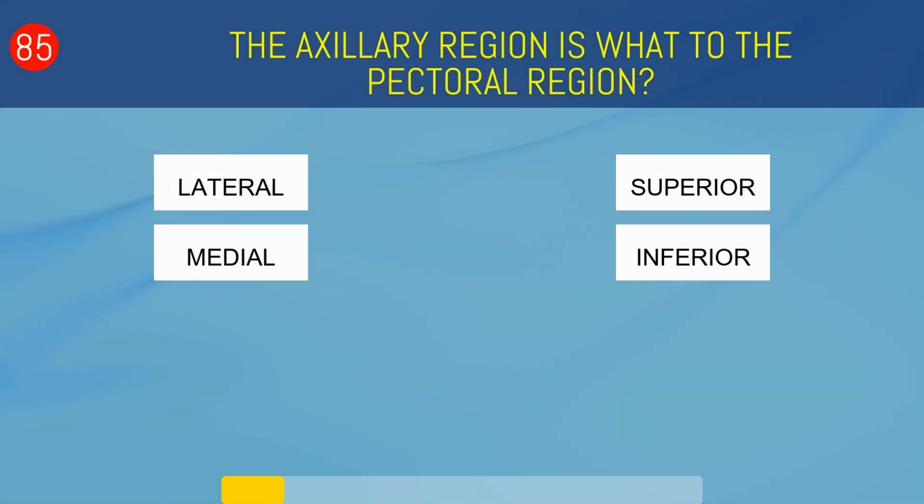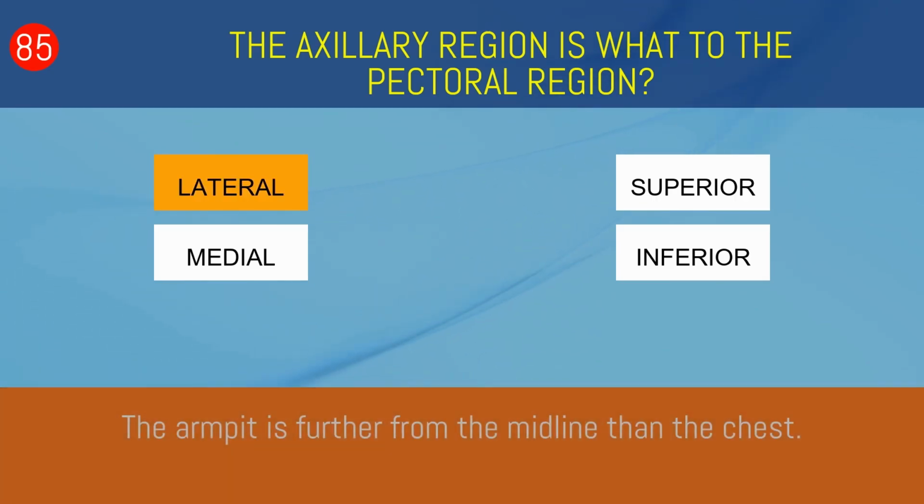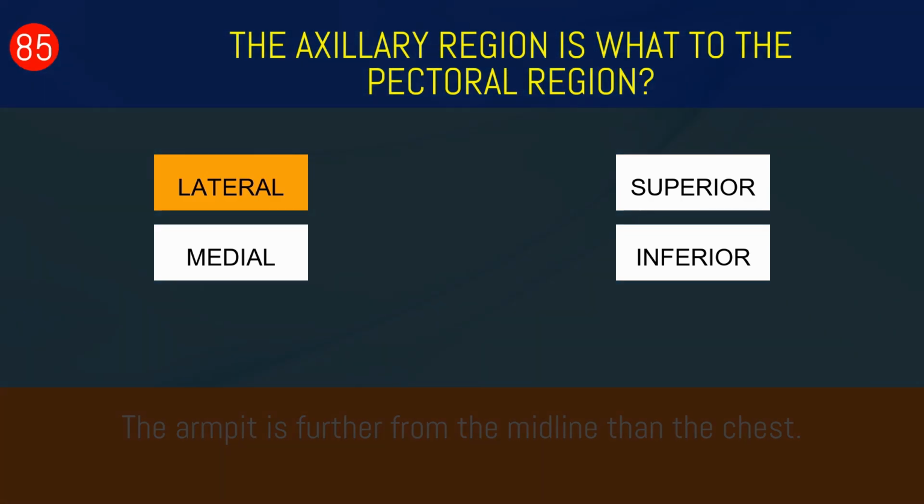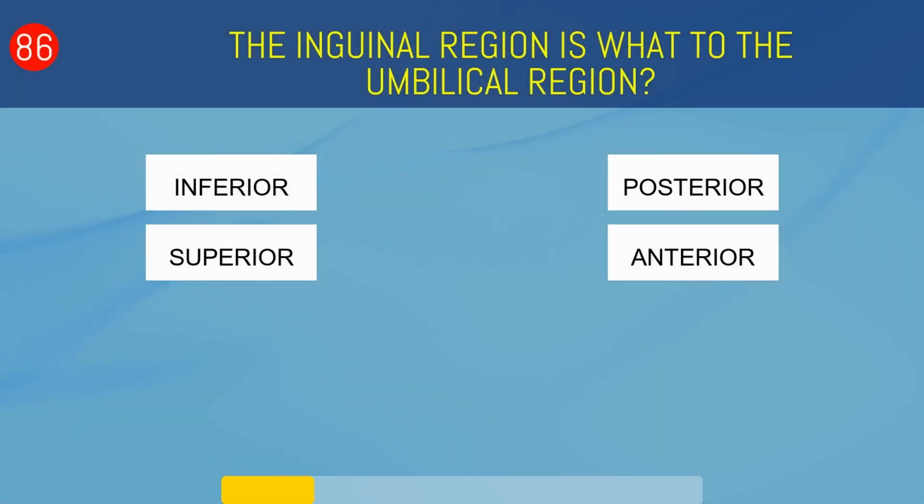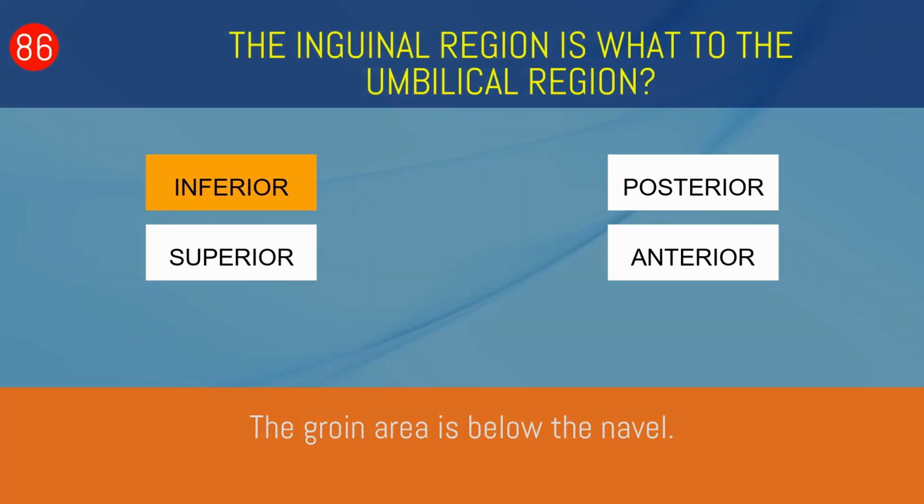The axillary region is what to the pectoral region? Lateral, medial, superior, or inferior? Lateral. The armpit is further from the midline than the chest. The inguinal region is what to the umbilical region? Inferior, superior, posterior, or anterior? Inferior. The groin area is below the navel.